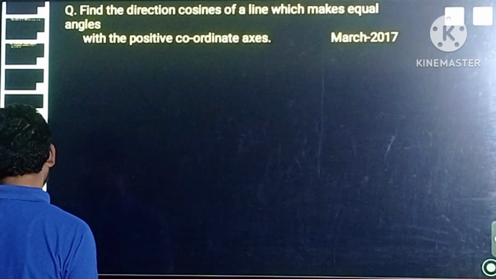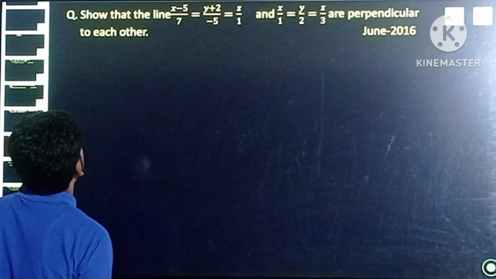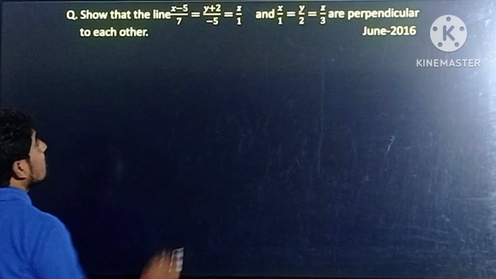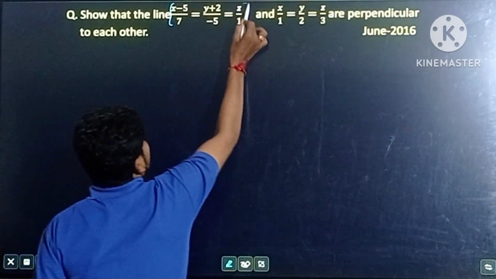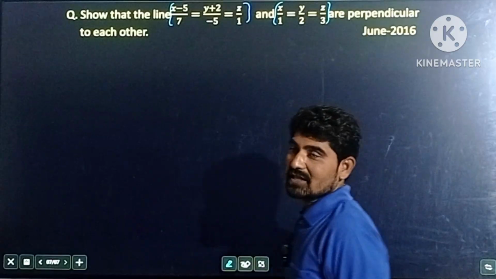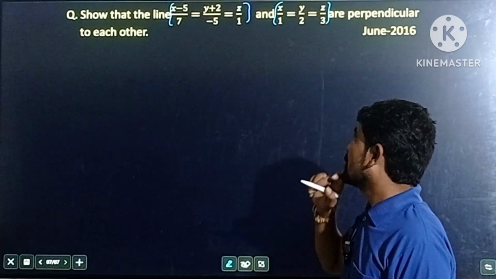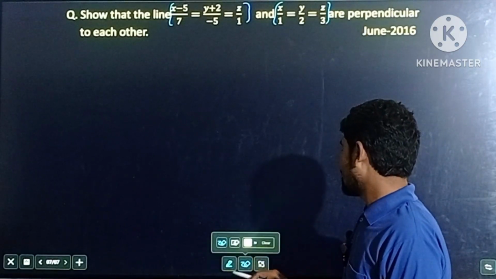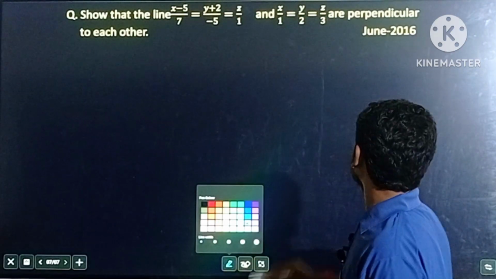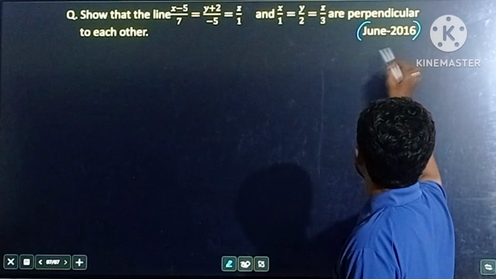And the next question is, show that the first line and the second line are perpendicular to each other. So here we need to prove that these two given lines are perpendicular to each other. And this question was asked in the year June 2016.